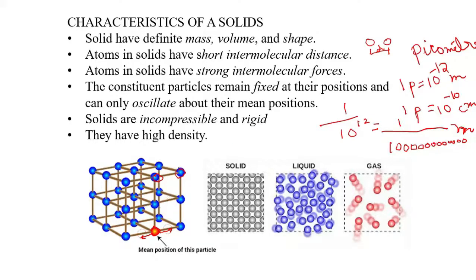Under pressure they do not compress. Atoms in solids have high density. What is density? Density is mass per unit volume. Suppose solid, liquid, and gas, each in a box of the same unit volume.